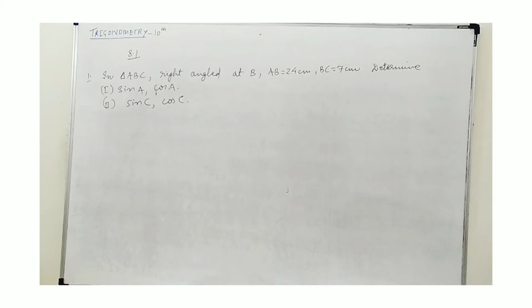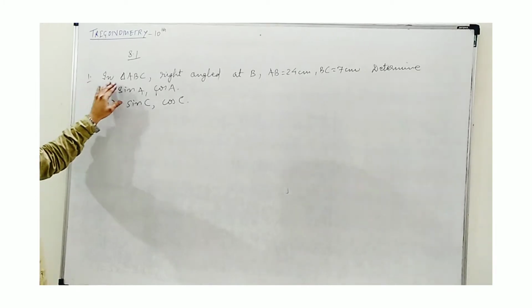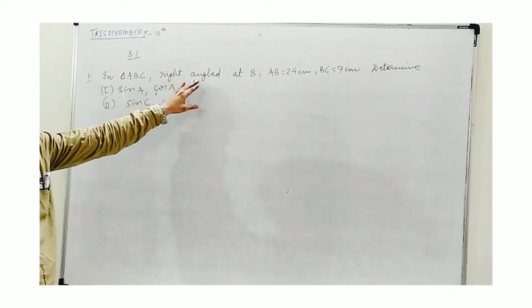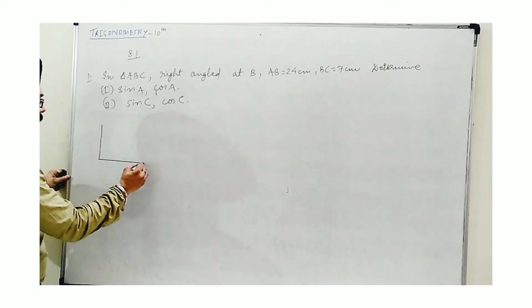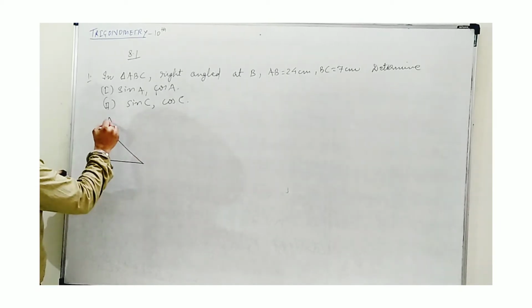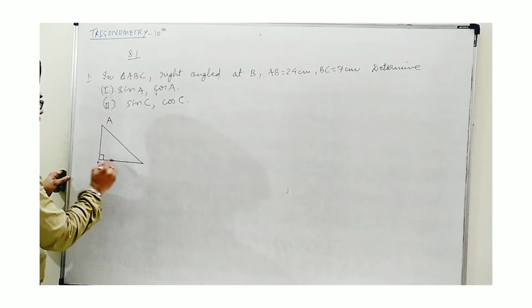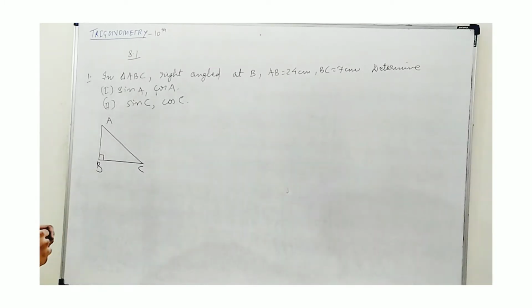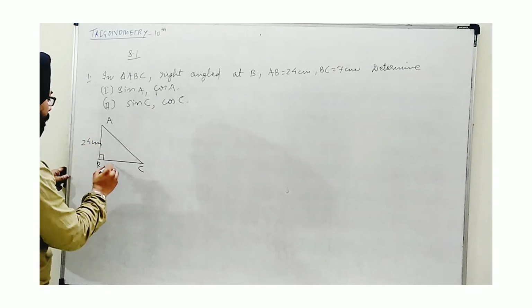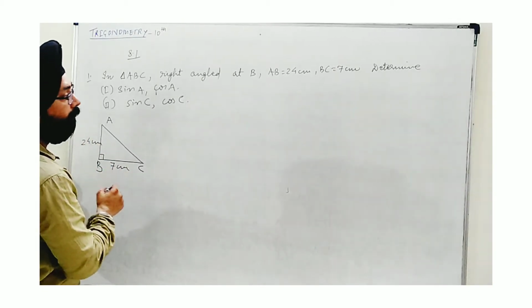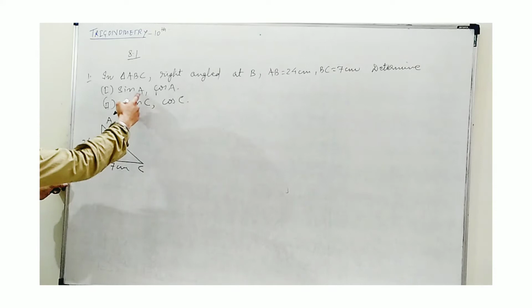To explain the concept better, I have taken help of questions from the 8.1 exercise of NCERT. First question. In triangle ABC, right angle at B. First of all, let's draw the triangle ABC, right angle at B. AB is given as 24 centimeter, BC is 7 centimeter. Then determine sine of A.